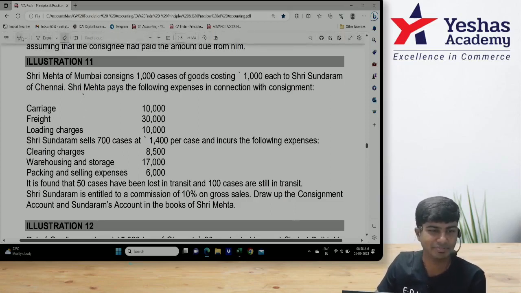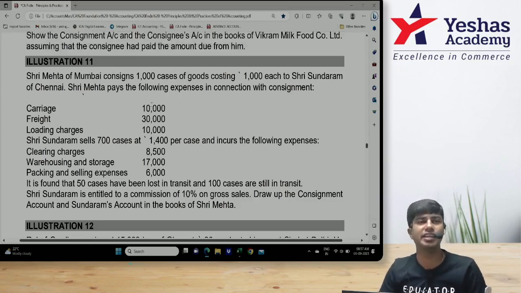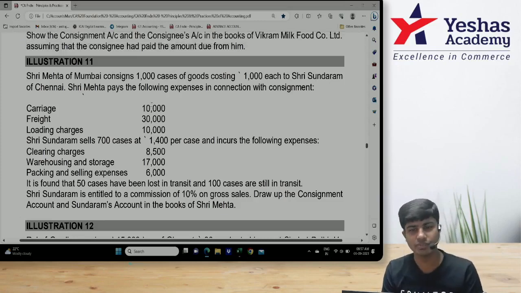Yes, read this. Shri Mehta of Mumbai consigns 1000 cases of goods costing 1000 each to Shri Sundaram of Chennai. Underline Mehta, right? Consigner. Sundaram?